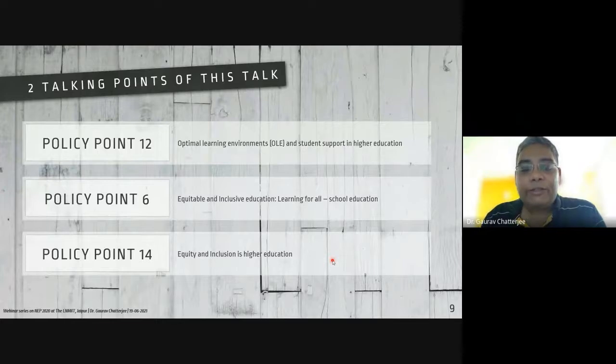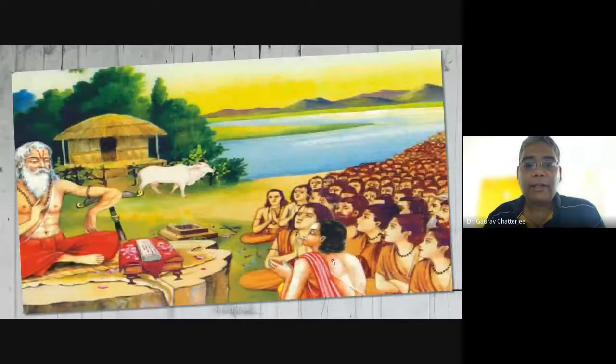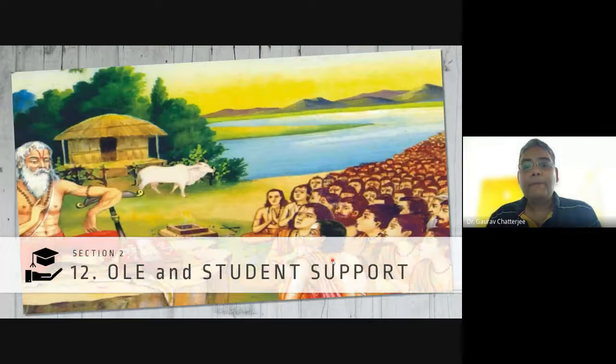Strictly speaking, policy point number 6 adheres to primary education, to school education. However, they both talk about equity and inclusion, and the idea and the ethos of both these points are exactly the same. So I chose to talk about both of the points together because the ideas are pretty much intermingling. So having said that, let's start with the first policy point: optimal learning environments and student support.